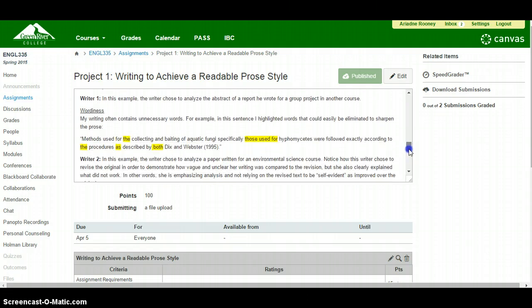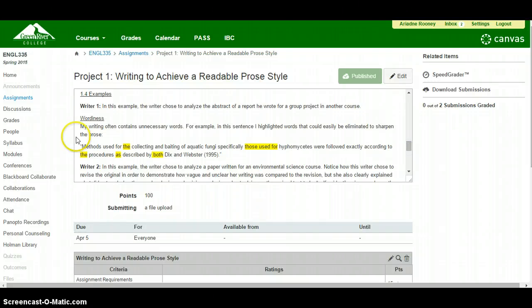So 1.4, this is a pretty good example. In this first example, the writer chose to analyze the abstract of a report he wrote for a group project in another course. So right here, he discusses wordiness. You'll notice he has a heading here. That's great, wordiness. So I know exactly what he's going to be talking about in this section. My writing often contains unnecessary words. So that's his claim right there. For example, in this sentence, I highlighted words that could easily be eliminated to sharpen the prose. And he has an example here from his original text, and he highlighted those excess words.